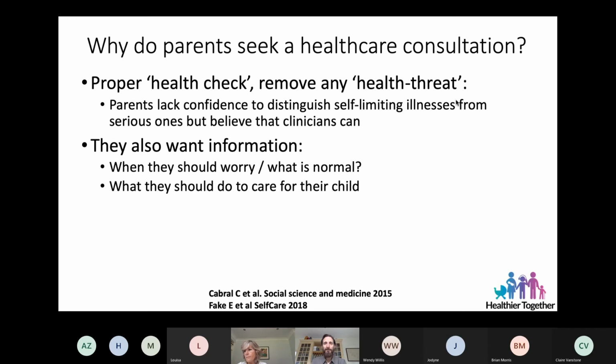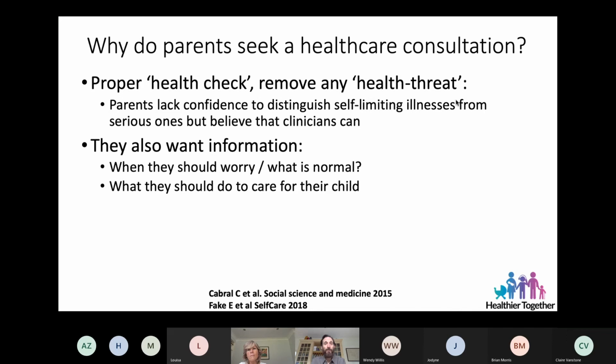So why are parents seeking a healthcare consultation, whether they call 111 or go to the emergency department or seek a consultation with their GP? This is a summary of some information from these couple of papers at the bottom. Essentially they're looking for two things really. Firstly, they want a proper health check. They want to remove a health threat to their children.